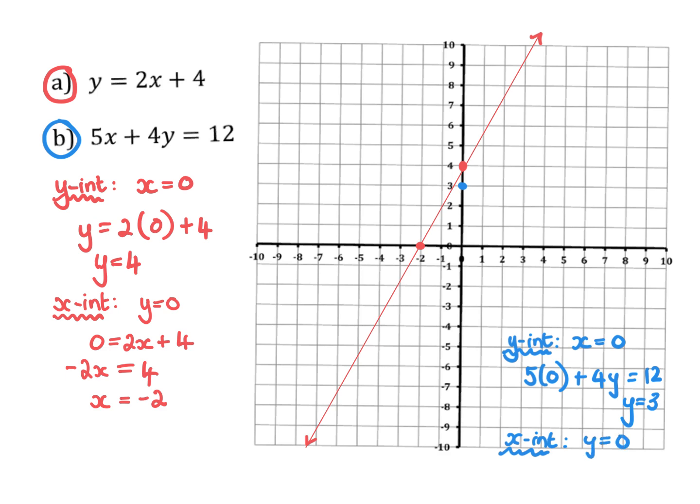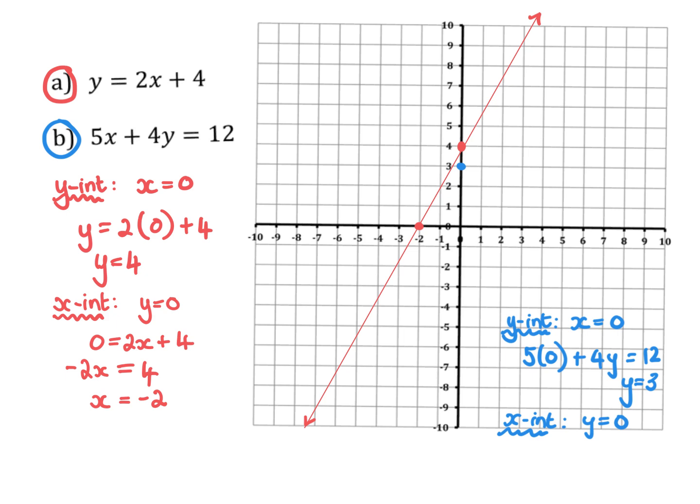So let's just move everything up so I have a bit more space. So that means I'm going to have 5x plus 4 times 0 equals 12. So if 5x equals 12, then x equals 12 divided by 5, and that gives me 2.4. Not such a nice number to plot, but not entirely impossible. So I'm also just going to write here that this is 2.4.